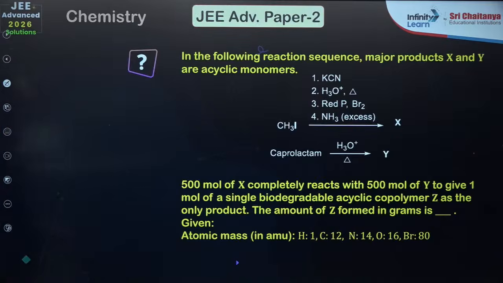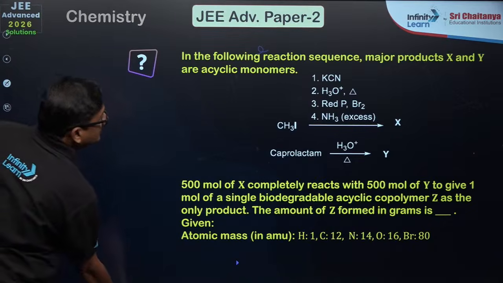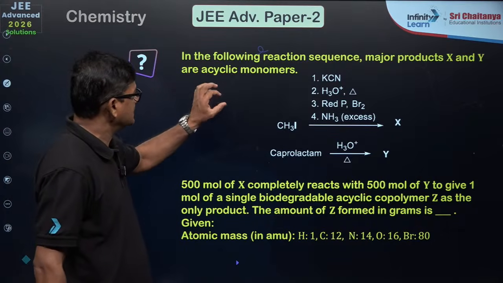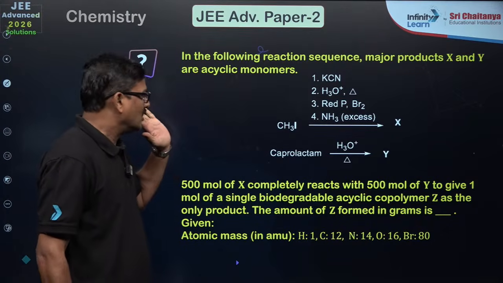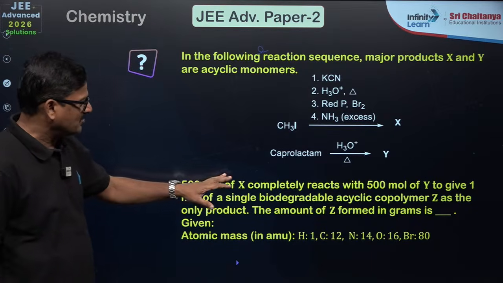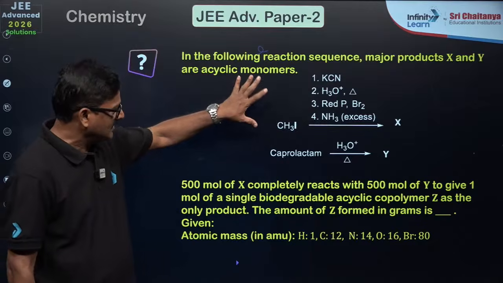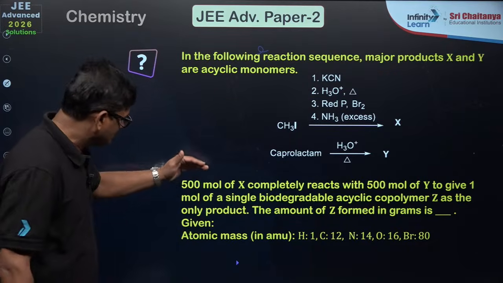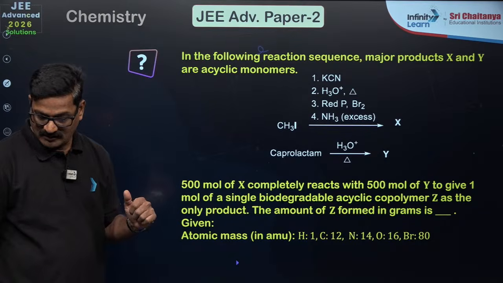Moving ahead, one more question. In the following sequence of reactions, major products X and Y are cyclic monomers. 500 mL of this X completely reacts with 500 mL of Y. So let us see what X and Y are, then we will solve the numerical part here.